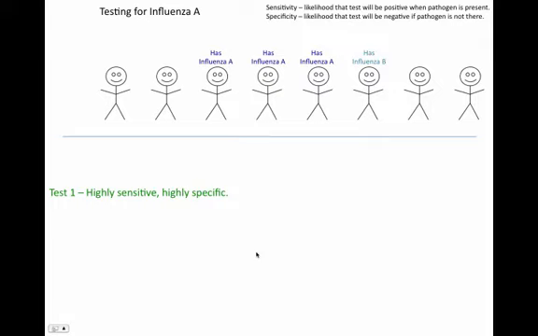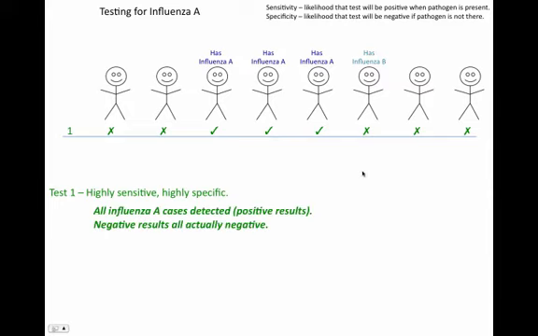We've got some different tests, and our first test is both highly sensitive and highly specific for detection of influenza A. This test correctly identified all of the infected individuals, they had positive results, and all of the individuals who had negative results were not infected with influenza A. Now that's the best case scenario. Let's look at a couple of other ones.